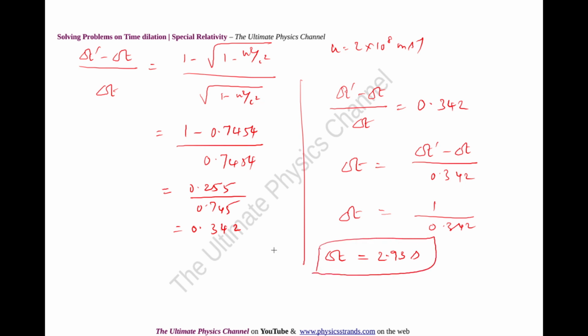So when the clock on the Earth has measured 2.93 seconds, the difference between that clock and the clock on the spaceship would be 1 second. That is, del t prime minus del t is 1 second. Of course, that tells us that del t prime is going to be 3.93 seconds. So that is the conclusion we can draw here.